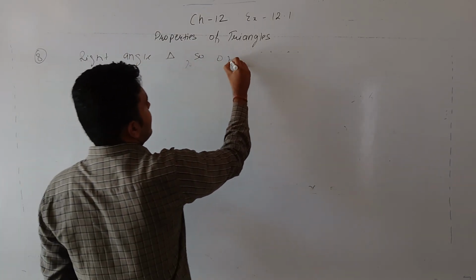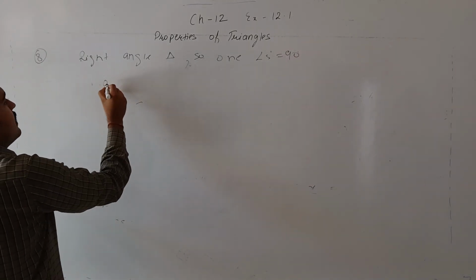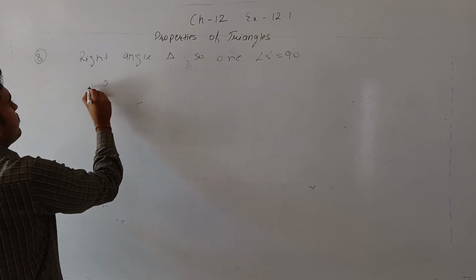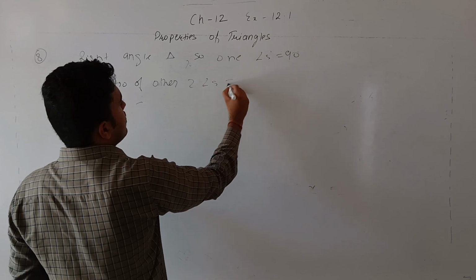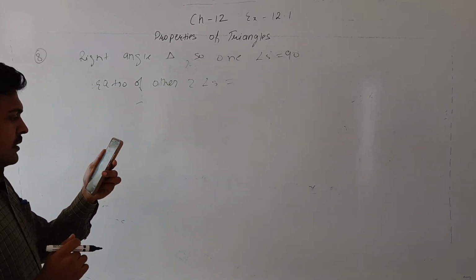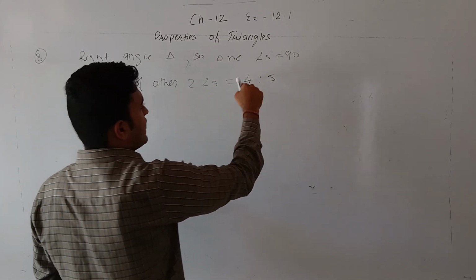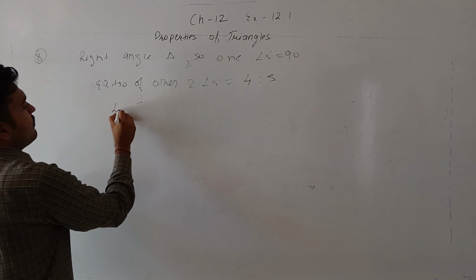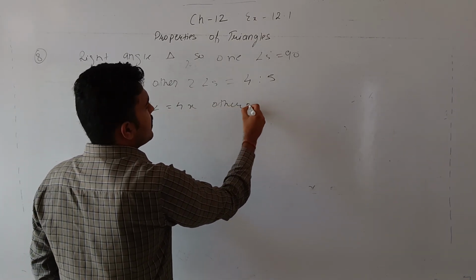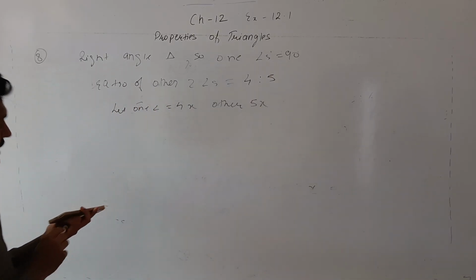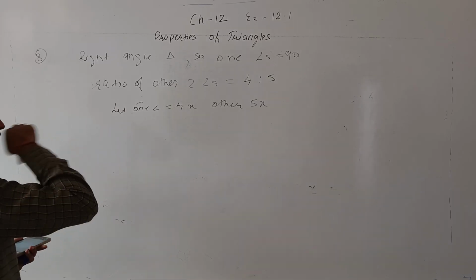So one angle is equal to 90, and the ratio of the other two angles is given as 4:5. Because the ratio is given as 4:5, let one angle be 4x and the other 5x. One angle is 4x and the other is 5x, therefore the ratio is 4:5.